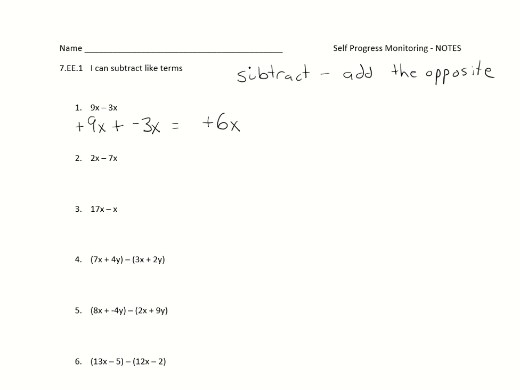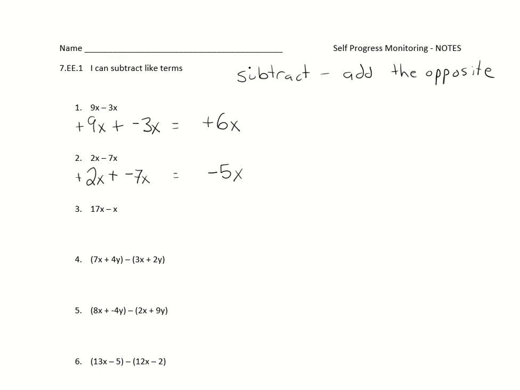Next one, 2x minus 7x. We keep that first number as 2x, but we're going to change this to an adding problem, and we're going to add the opposite of 7x, which is negative 7x. The signs are different again. We have a positive 2 and a negative 7. We are going to subtract, getting 5 x's, and then we're going to keep the sign on the larger digit here. So the 7 is larger. I'm going to keep that negative.